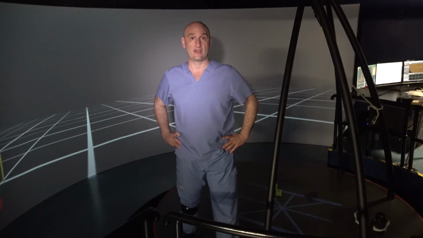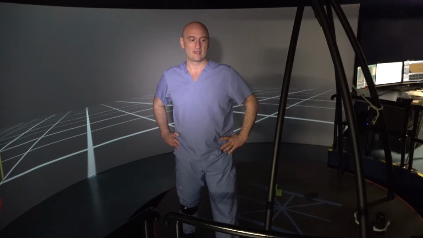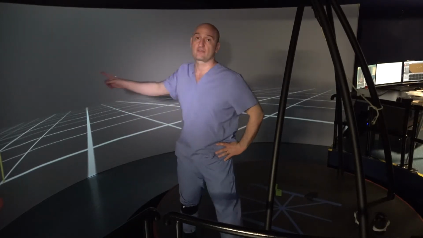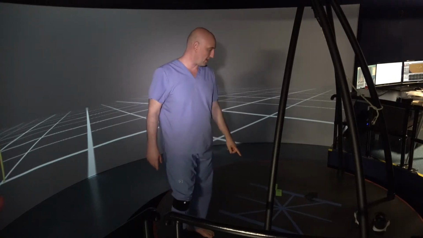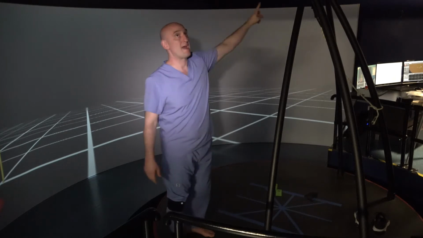Hi, I'm Dr. Kalika, and today again I want to talk about CAREN. CAREN stands for Computer Assisted Rehabilitation Environment. CAREN is a multi-sensory system that consists of a 180-degree virtual reality screen, an instrumented movable platform with 2 force plates inside, and motion capture.